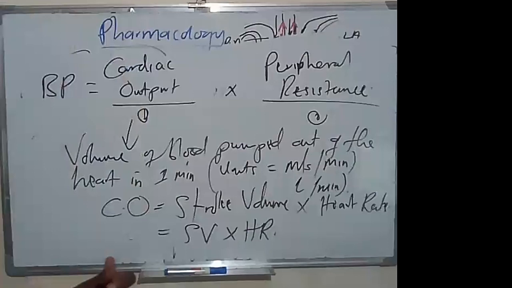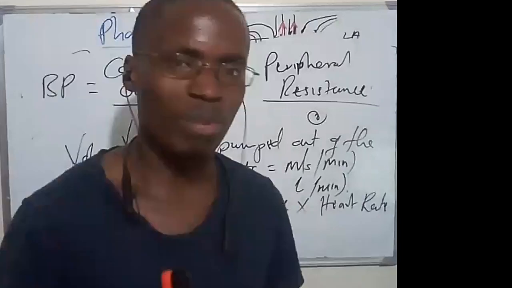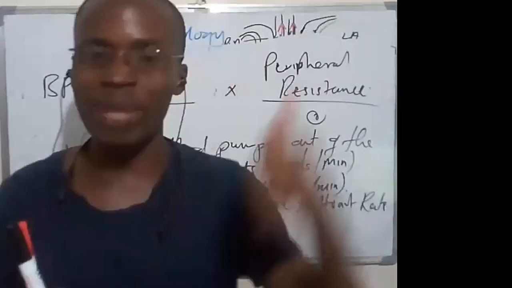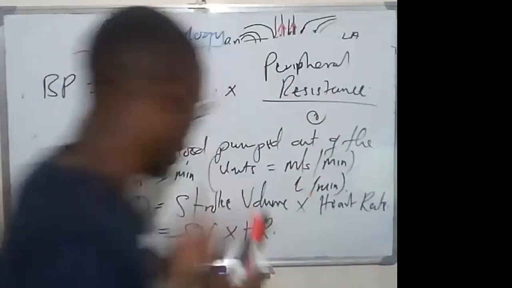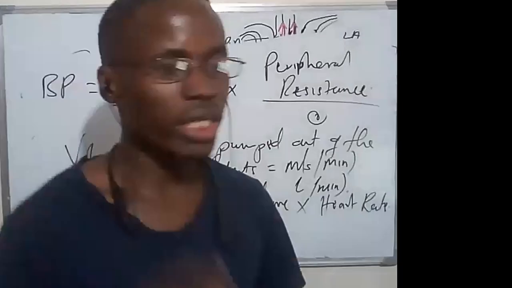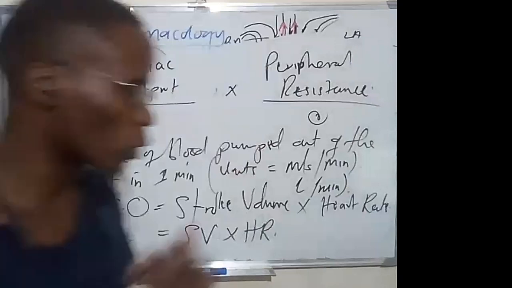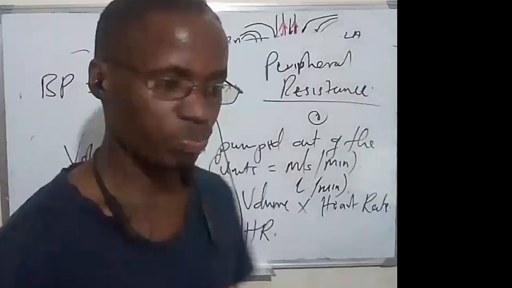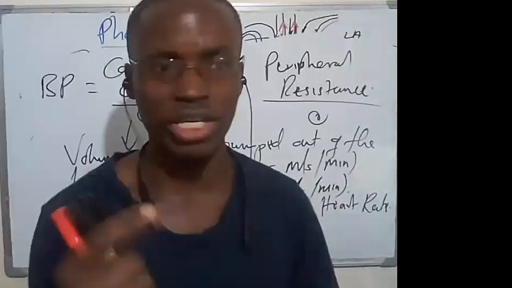Now, what is stroke volume? Stroke volume is the volume of blood pumped out of the heart per beat. So whenever your heart beats, the amount of blood that is pumped out of the heart is what is called stroke volume. I hope we are following. Let's say, for example, your heart beats and maybe 60 mils of blood is ejected out of the heart. Then it means that 60 mils is your stroke volume. Now, heart rate, we know what heart rate is. Heart rate is simply the number of beats per minute.